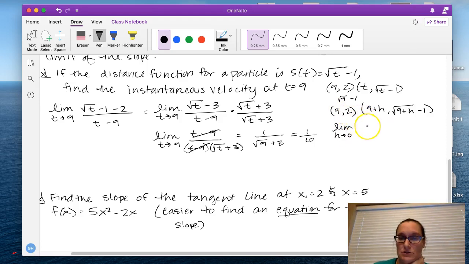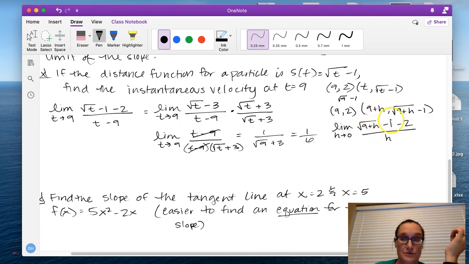So you want the limit as h goes to 0, and you're still setting up slope. You're still going to do the square root of 9 plus h minus 1 minus 2, so y2 minus y1, all over x2 minus x1. It's just that x2 minus x1 is always going to be h if you use this method. So that's how you would set up the limit for that one. I wanted to show that one to you.